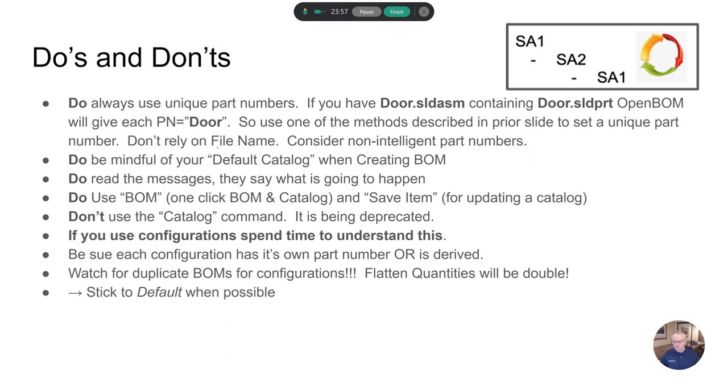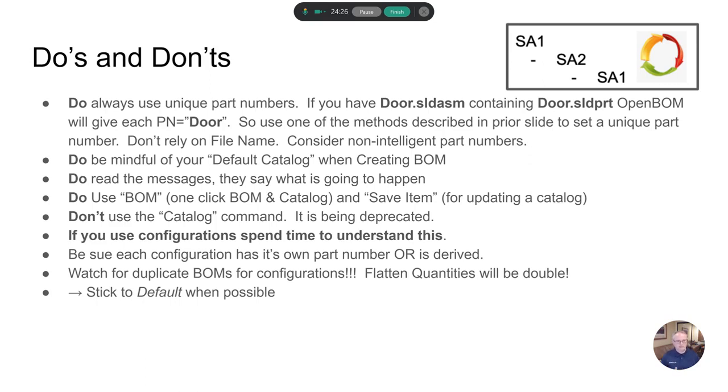If you're using explicit part number settings, you're not going to run into this. The second, be mindful of where your default catalog is. We didn't deal with this in the webinar, but there is a setting in your OpenBOM settings called default catalog. It's usually set to SolidWorks items. It could be set to something else that you create. Just be mindful that your parts are going to be saved into that catalog when you create or update BOMs.